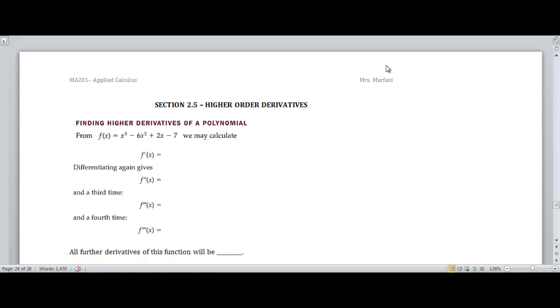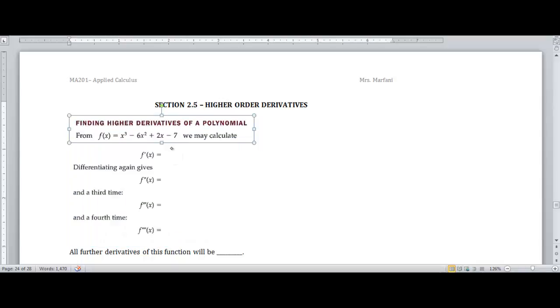Hello, let's start with section 2.5, which is higher order derivatives. If f of x is x to the third minus 6x squared plus 2x minus 7, we can get the first derivative, f prime of x. So that is 3x squared minus 12x plus 2.